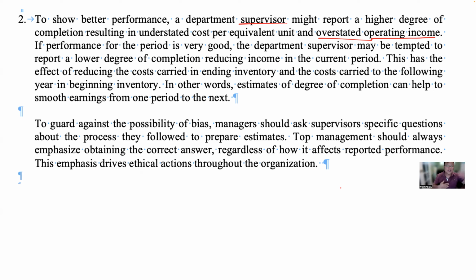So in this case, to reduce operating income, they will do the opposite. They will report a lower degree of completion. Therefore, they reduce the number of equivalent units. Their cost per unit will be higher, cost of goods sold will be higher, and income will be reduced. So you can see the estimation of the degree of completion can help managers manipulate earnings from one period to the next.